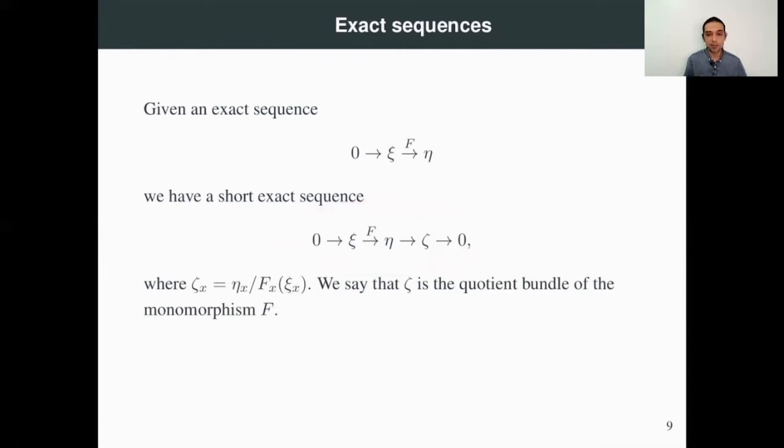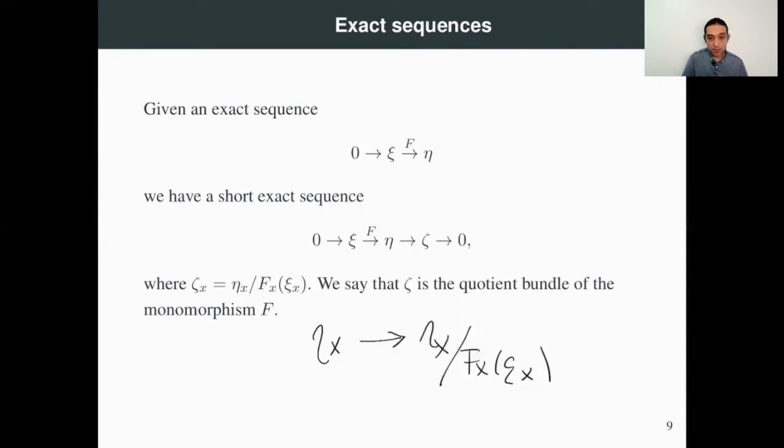What do we need to check out? Okay, we need to check that this map over here is an epimorphism, but that's obvious because the quotient map from eta_x to the quotient of eta_x by the image of psi_x is obviously surjective for every x.